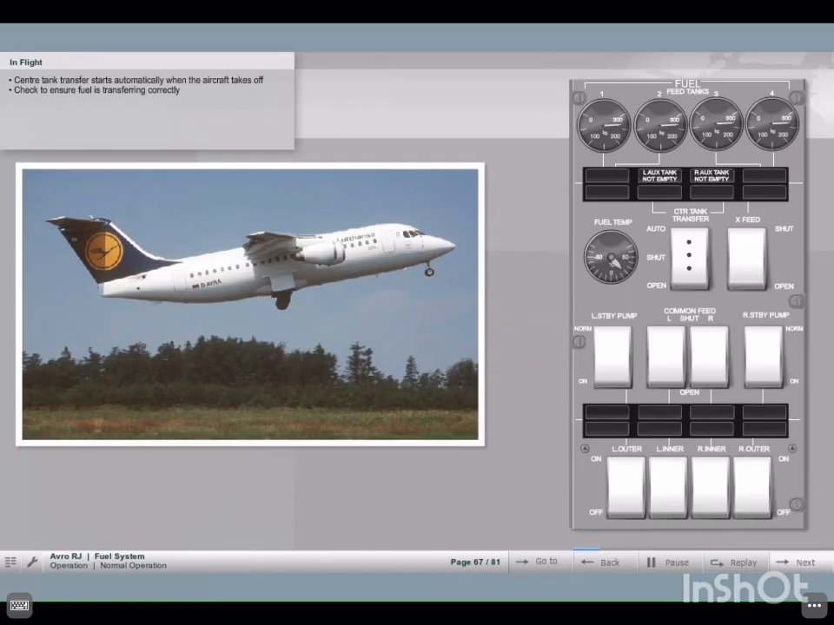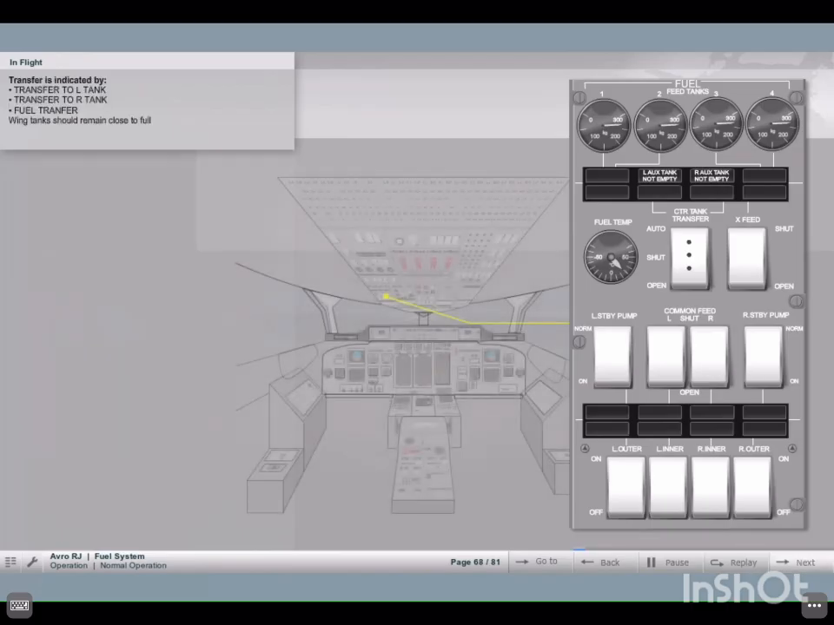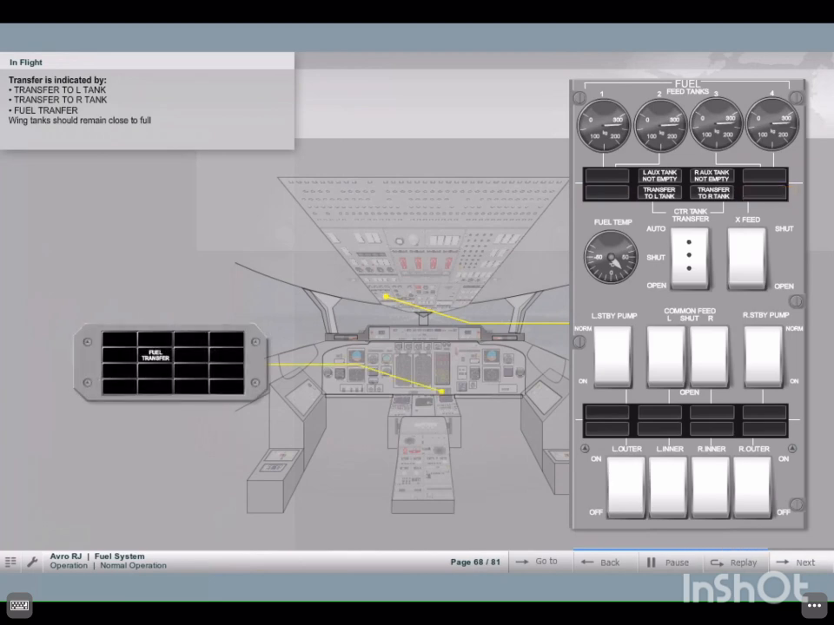In flight. When the aircraft takes off, fuel automatically transfers from the center tank to the wing tanks. If the center tank is being used, a check is made after takeoff to ensure that fuel is transferring correctly. Transfer is indicated by transfer to left tank, transfer to right tank, and fuel transfer. The fuel in the wing tanks should also remain close to full.